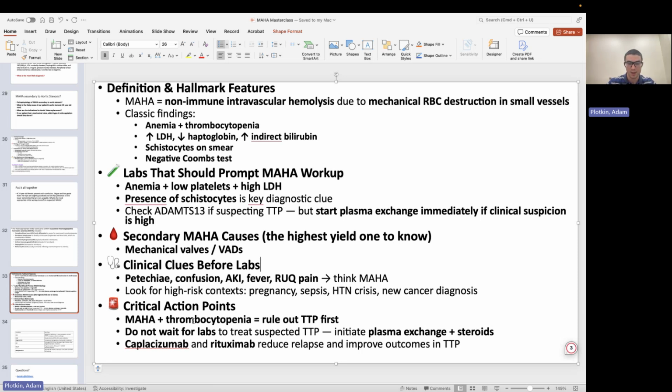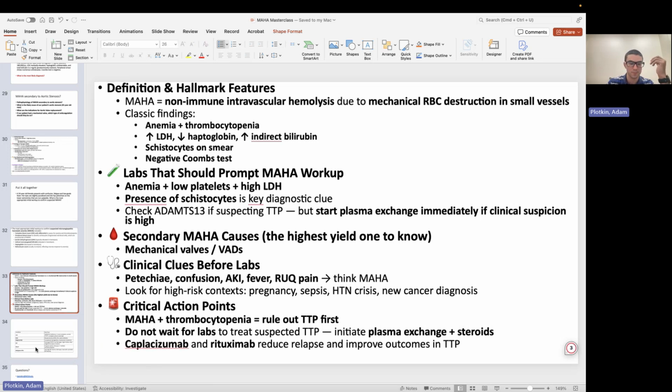Clinical action points, MAHA plus thrombocytopenia. So again, we need to rule out TTP first because that's what's going to kill the patient. Along with, I would throw DIC in there too. We don't wait for the labs in TTP. We start plasma exchange and steroids, and then caplacizumab and rituximab can be used. The reason I'm harping on TTP so much is because it's going to be on every single USMLE test, probably every board exam you take for the rest of your life, especially if you go into internal medicine. It is one of the most do-not-miss diseases. The mortality rate is over 90% if we don't treat them.